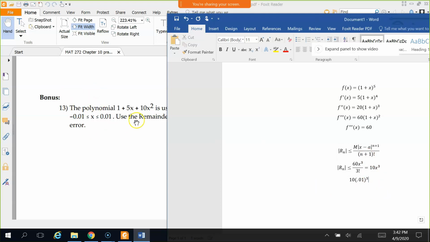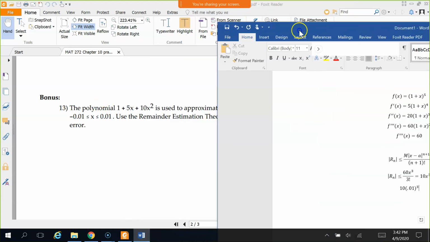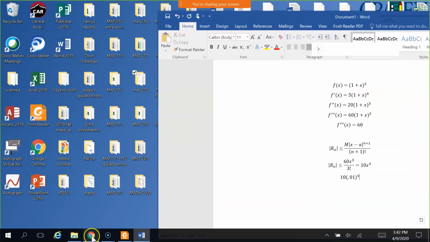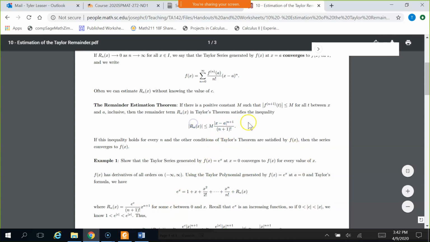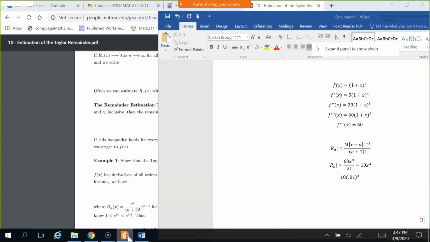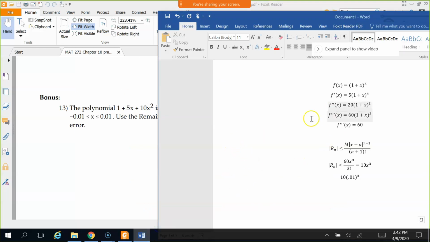All right, so I hope that helps on a question like this. We're using that remainder estimation theorem. It all comes from this formula. So does that make sense? Are there any questions about setting that one up? Yeah, that's good. Thank you. Okay, cool.